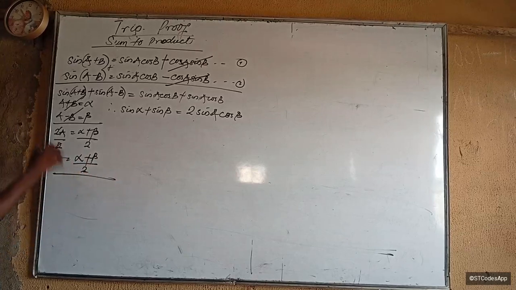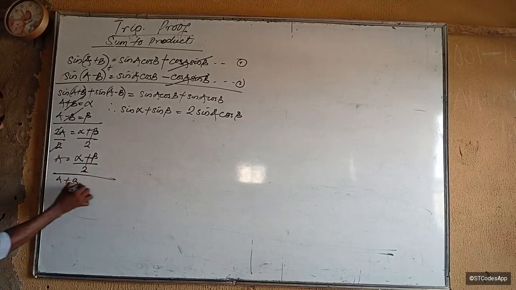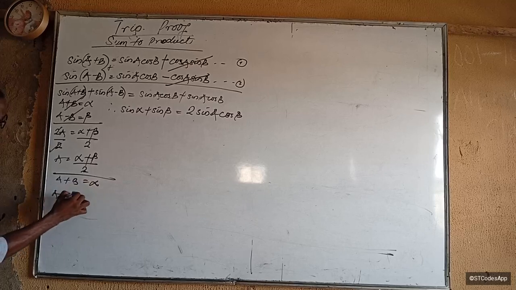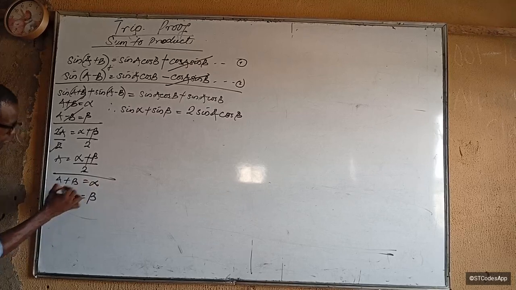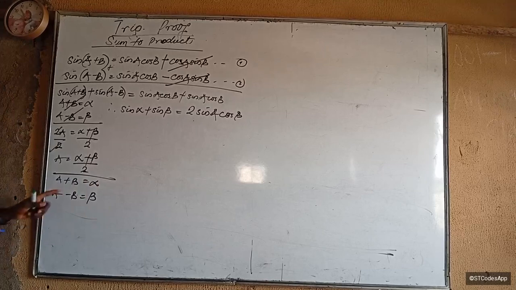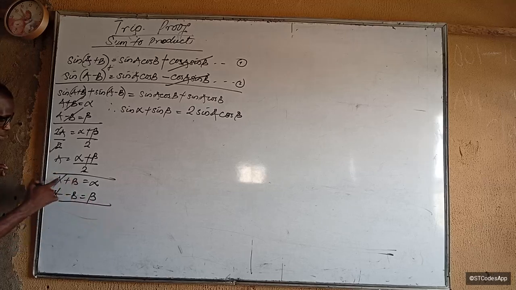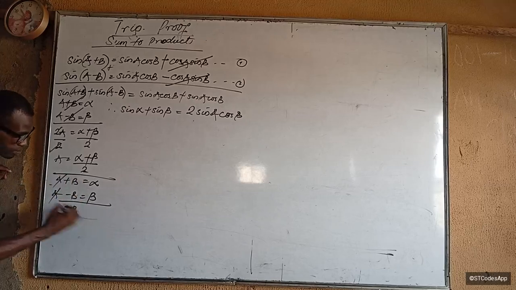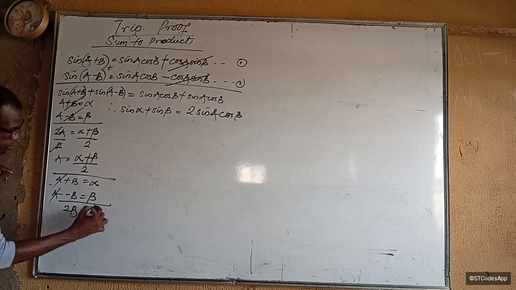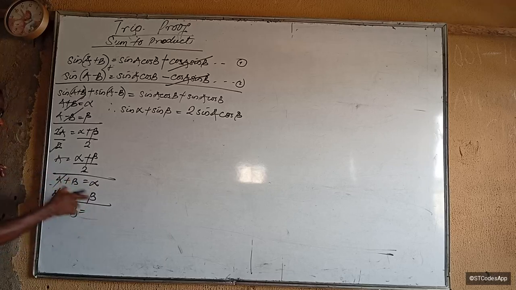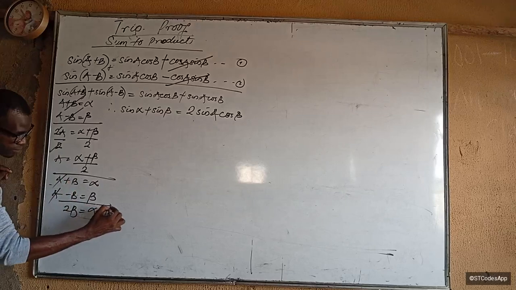Then in the second case, we write A plus B equal to alpha and A minus B equal to beta. If you subtract equation 2 from 1, A minus A becomes 0, and it becomes 2B equal to alpha minus beta.